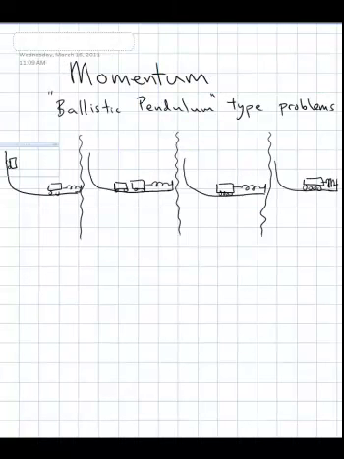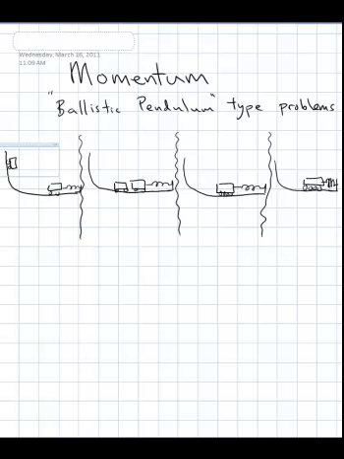Another momentum problem. This is what I call a ballistic pendulum type problem. A ballistic pendulum is something that's used to measure the speed of a projectile, like a bullet. The bullet is fired into a pendulum, and the two become one, and then the pendulum swings up and comes to a stop, and you can do some measurements and figure out the speed of the bullet before it hit the pendulum. You probably have a lab on that.